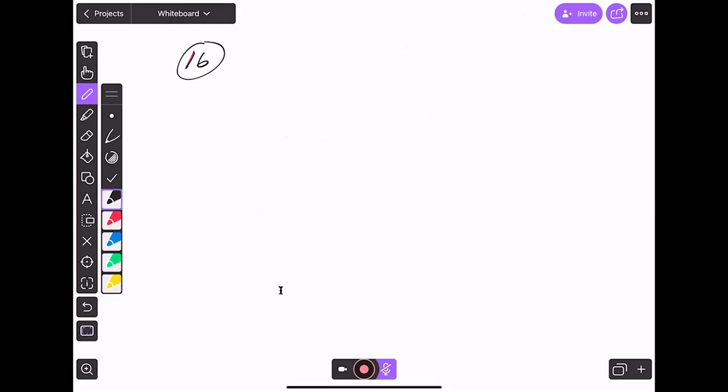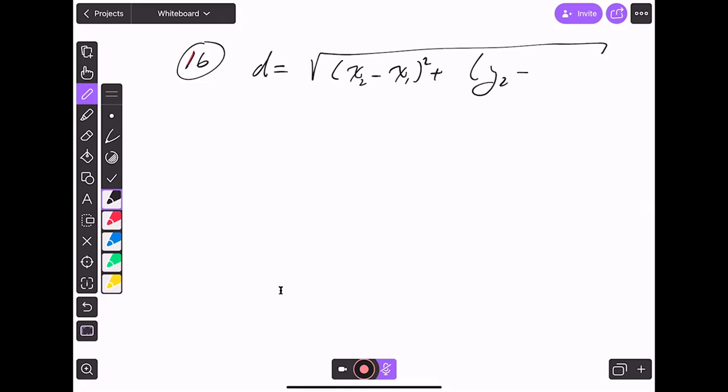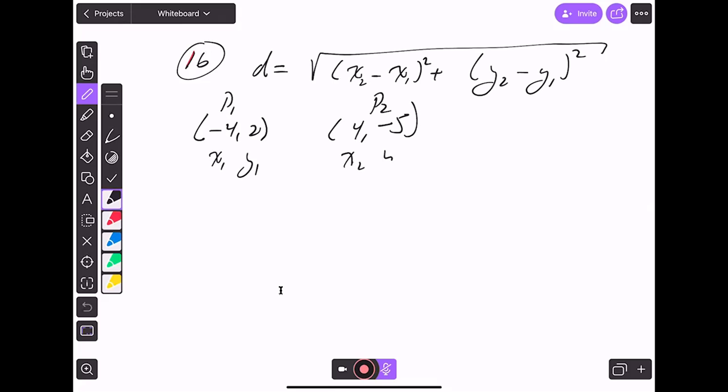And 16 says use the distance formula to find the distance between 2 points. I'm going to remind you what the distance formula is. Change in x's squared. It's the Pythagorean theorem, by the way. Change in y squared. So let's write the points down. The first point I'm given is -4, 2. And the second point I'm given is 4, -5. All right, this is P1. This is P2, which means x1, y1, x2, y2.